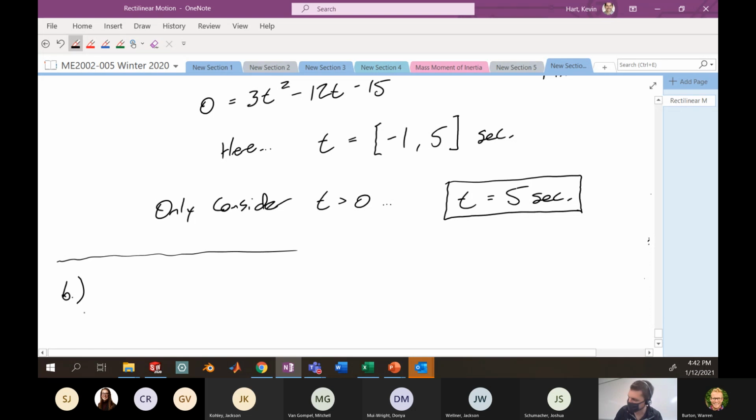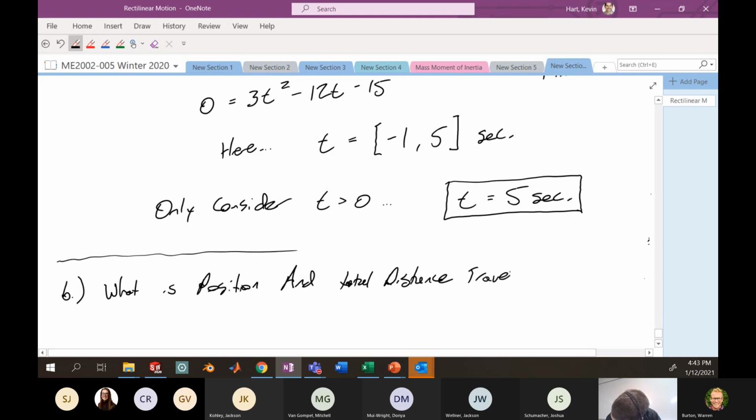Part B. This situation here is a little bit more complicated. We want to know the position and the distance traveled by the particle at that time. So we want to know what is the position and total distance traveled over the time interval, so if you want to be correct about that, 0 to 5 seconds. I have to make a distinction here. Position and total distance traveled are related, but they're not the same thing.